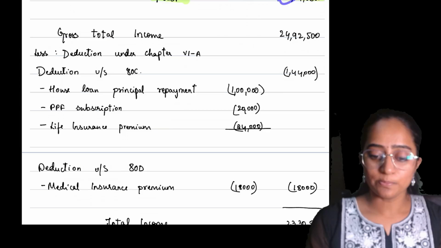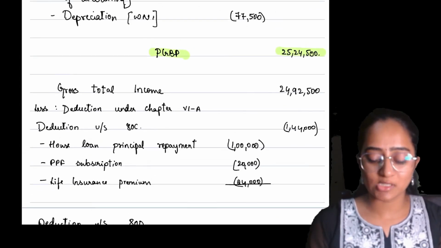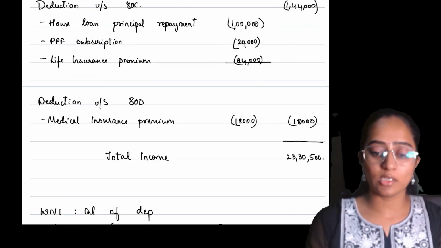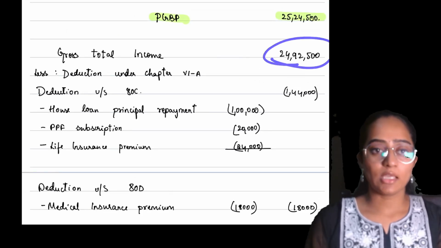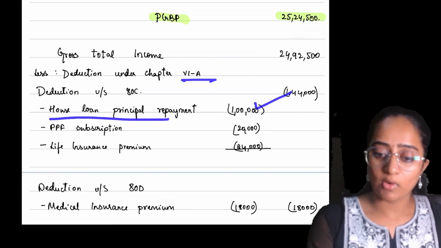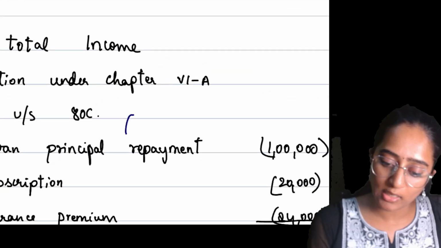So you got the total PGBP, and you have no other income on record. We have house property and you have PGBP, no other income apart from these two. You have GTI coming up. And what is the deduction which is available? Housing loan repayment 1 lakh, 1 lakh rupees. How did you get 1 lakh?